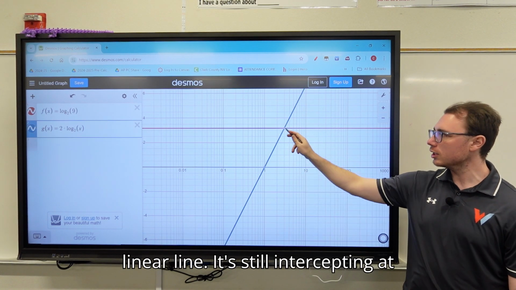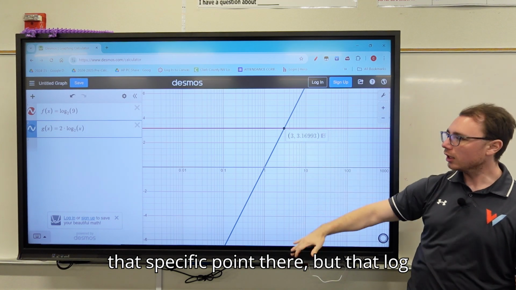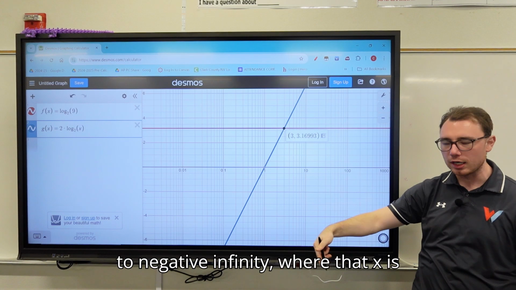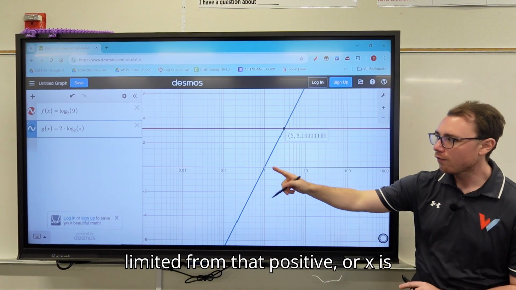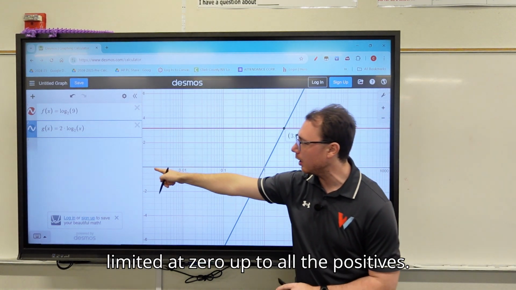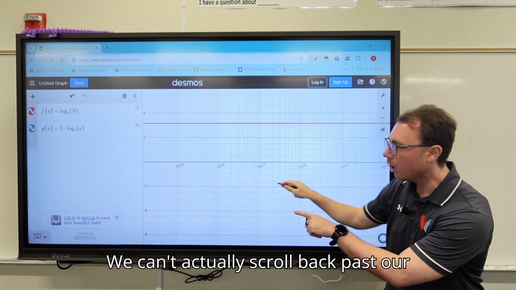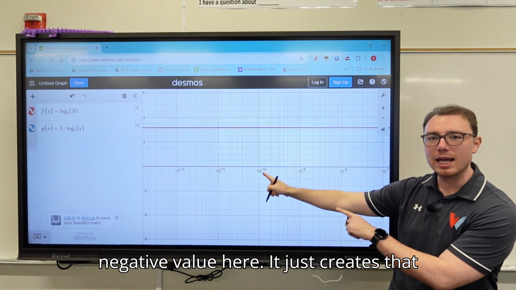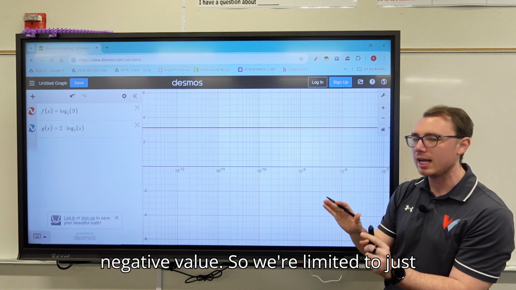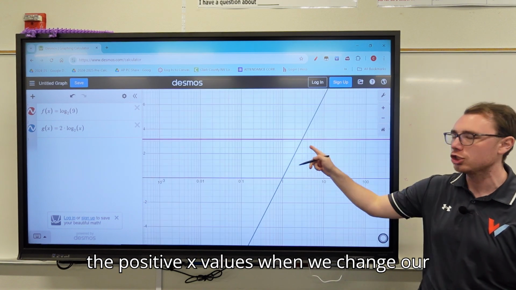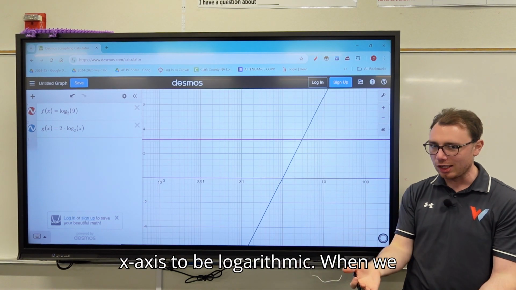It's still intercepting at that specific point there, but that log function is now going in y from positive to negative infinity, where x is limited at 0 up to all the positives. We can't actually scroll back past our negative values here. It just creates 10 raised to the power of some greater negative value. So we're limited to just the positive x values when we change our x-axis to be logarithmic.